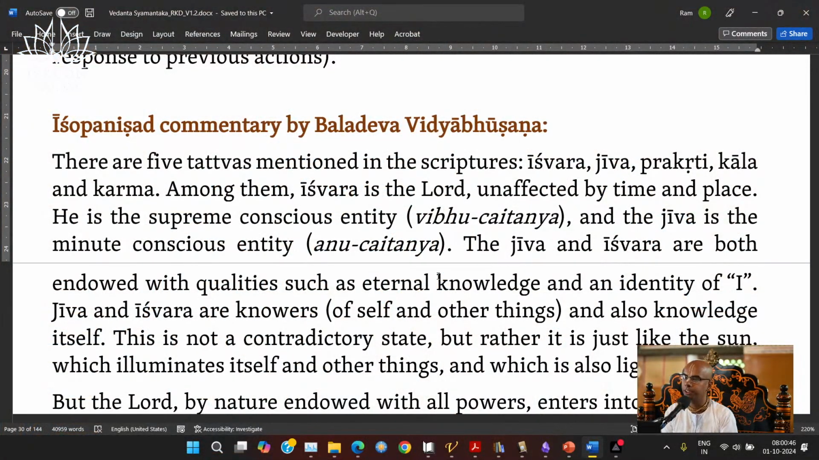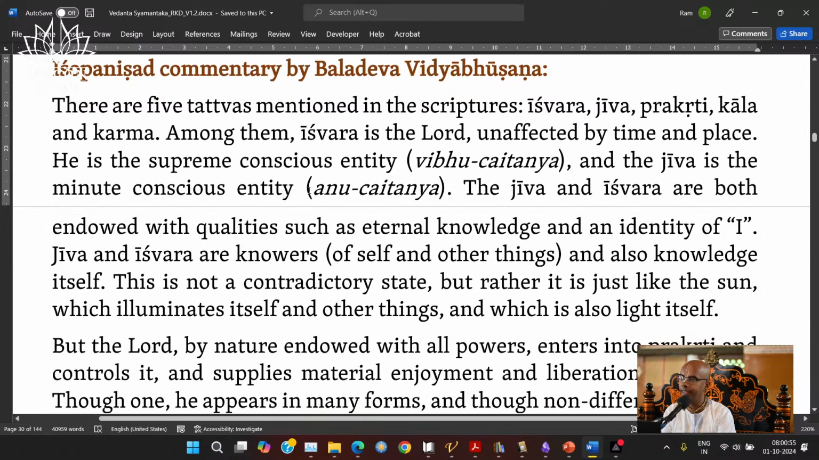So Baladeva Vidyabhusana in his Ishoparishad commentary gives a little bit more elaboration on what this topic means to us, how it should be studied. He writes, there are 5 tattvas mentioned in the scriptures: Ishvara, Jiva, Prakriti, Kala and Karma. Among them, Ishvara is the Lord, unaffected by time and place. He is the supreme conscious entity, Vibhu Chaitanya, and the Jiva is the minute conscious entity, Anu Chaitanya.